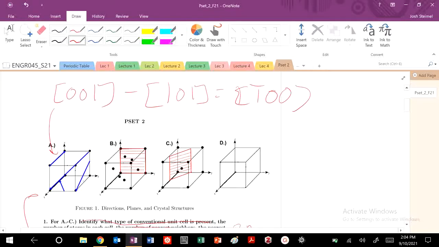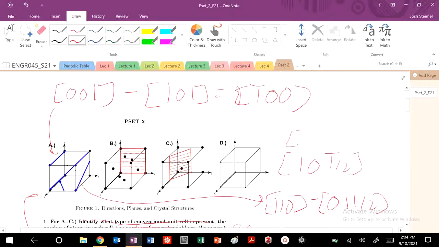Let's look at this over here. I am going to do my finish, which is going to be 1, 1, 0, minus my start, which is going to be 0, 1, 1 half. When I do that, I'm left with a 1, 0, and then negative 1 half, which ends up being 2, 0, 1. So there we go.